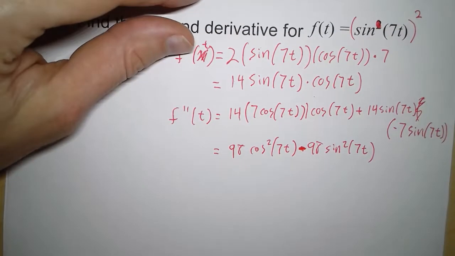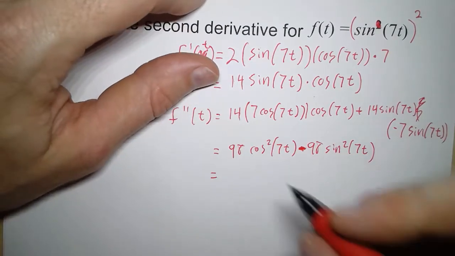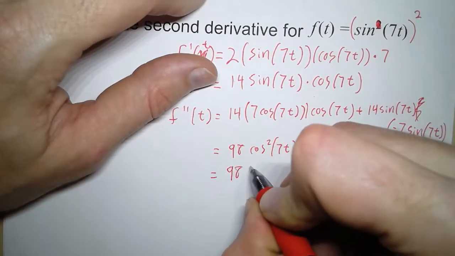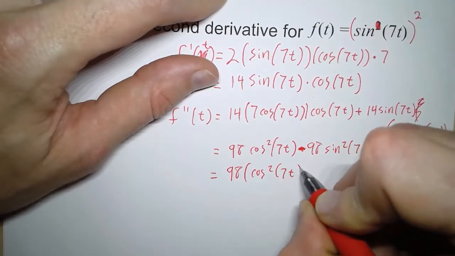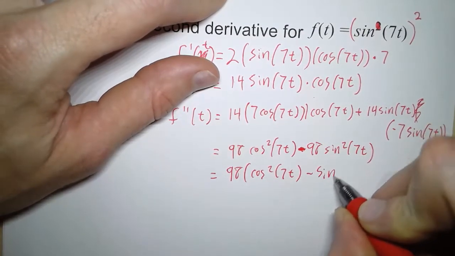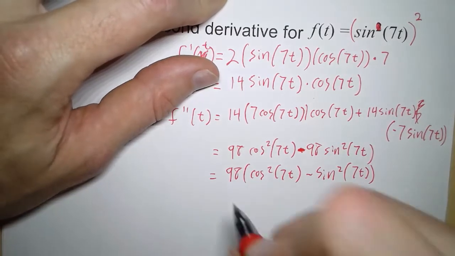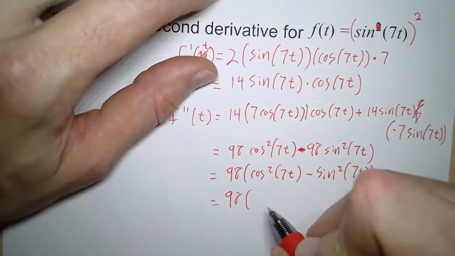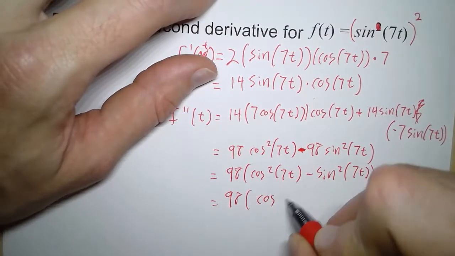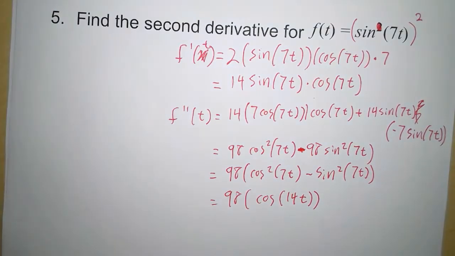Now, if you remember your trig identities, we can factor out 98, and we're left with cosine squared of 7t minus sine squared of 7t, and this is all equal to just cosine of 14t. That is one of the double angle identities for cosine.